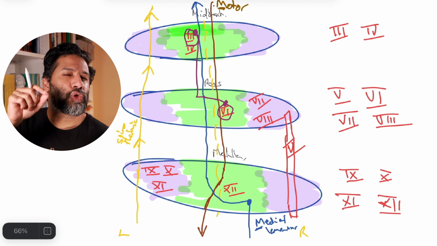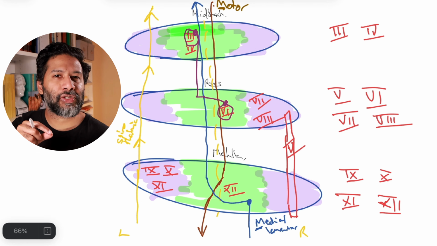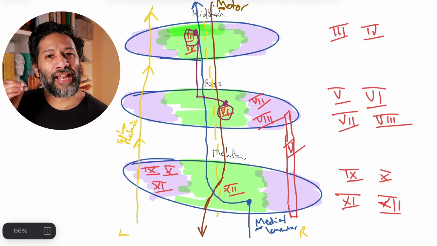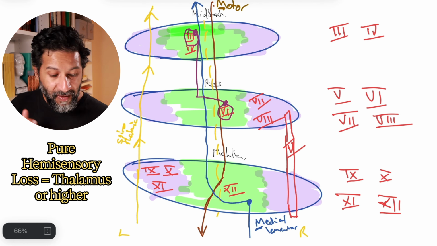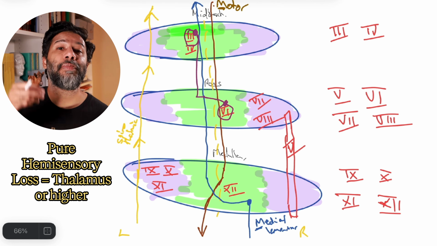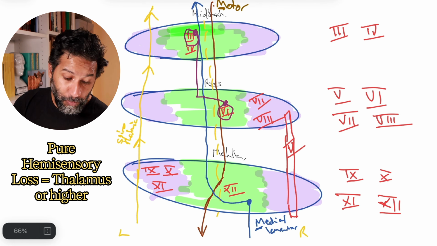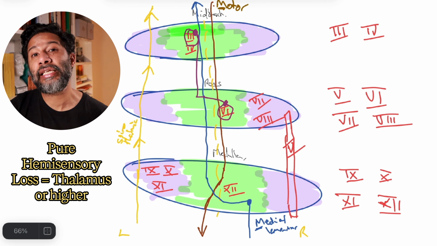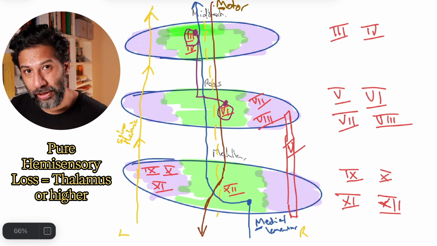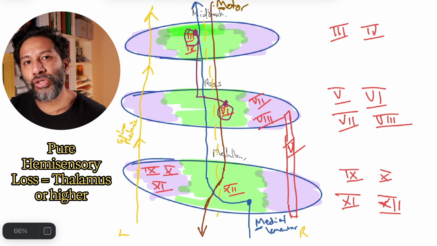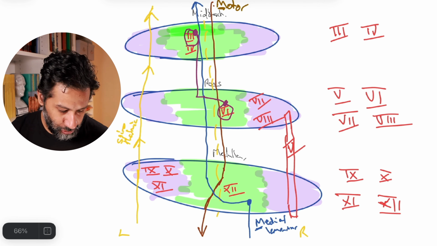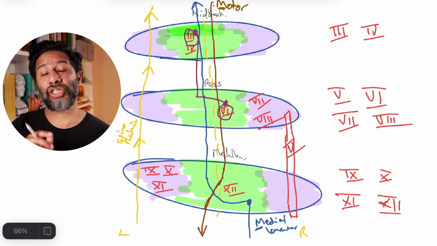So remember one of those rules we talked about in the thalamus episode? If the patient has spinothalamic and proprioception and vibration loss all on the same side, then the lesion is highly likely to be in the thalamus or higher. Could be in the brainstem, but you'd have to knock off the entire aspect, lateral and medial of the brainstem. That would be a very, very, very severe lesion, and you'd have a lot more signs than just pure sensory loss.